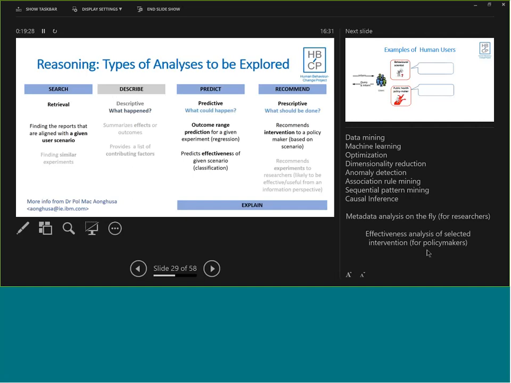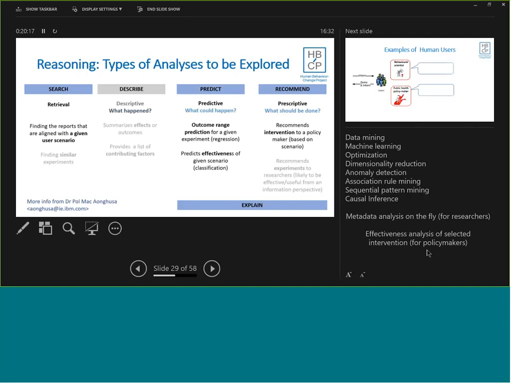And then prescriptive, moving on to answering the question, what should be done? And this is where we get on to recommending interventions to policymakers. And in the notes from the computer scientist who sent this to me, I should say the last two columns is where we get on to the very interesting thing from my point of view, which is the explaining. The computer scientists who drew up this slide have got the following in their notes. Data mining, machine learning, optimization, dimensionality reduction, anomaly detection, association rule mining, sequential pattern mining, causal inference, metadata analysis on the fly for researchers, effective analysis of selected interventions for policymakers.